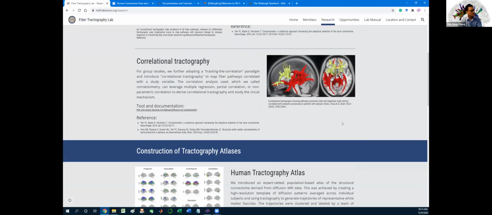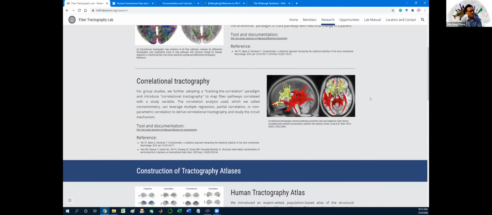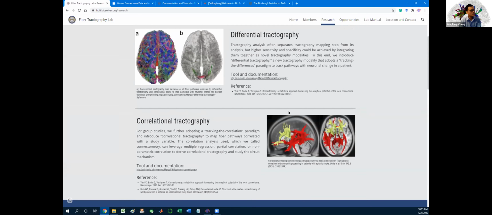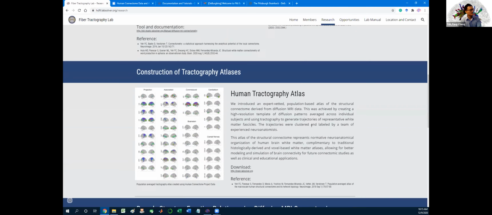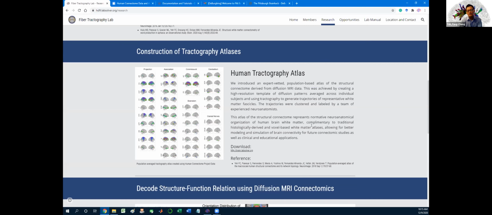Go back to the page. So the picture showing here is our recent paper. We applied this to a group of stroke patients, and we tried to see what's the circuit mechanism involved with aphasia. And this shows which pathways could be positively correlated or negatively correlated. So that's one of the major focuses, trying to innovate a new tractography modality instead of just mapping the pathway and doing an analysis later.